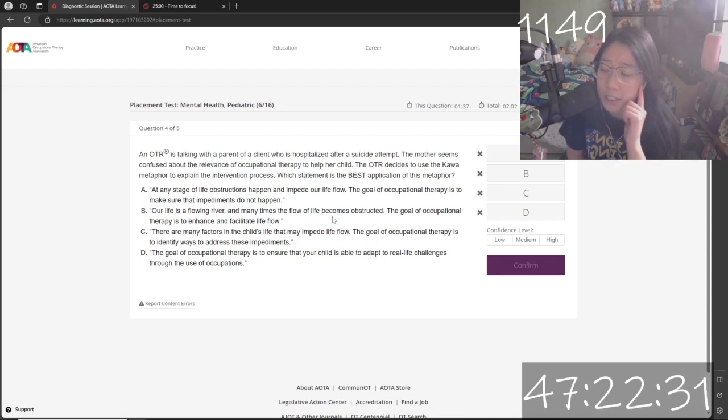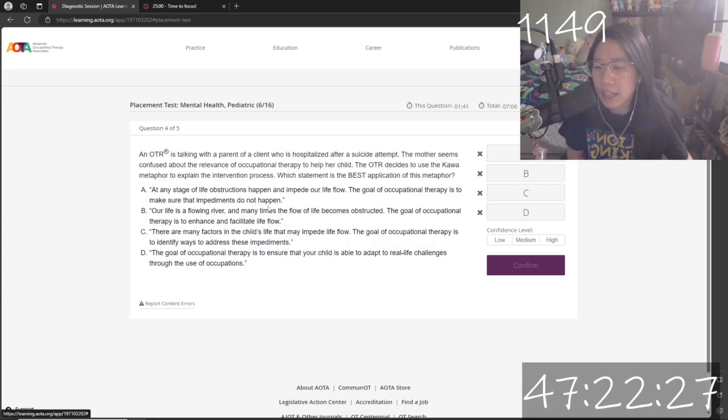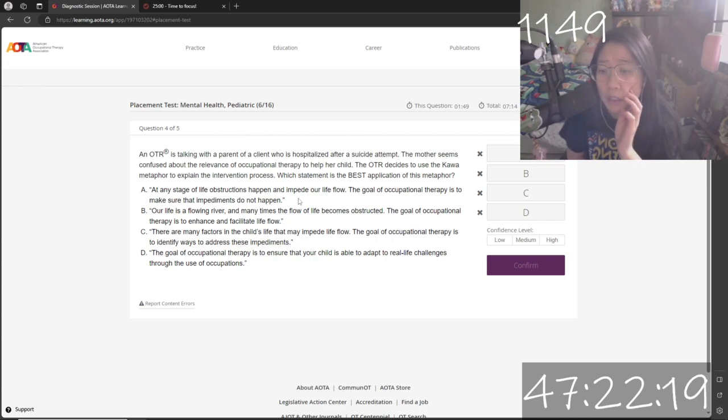It's not D because it's not using the metaphor. It's not A because making sure impediments do not happen is not right. Impediments are going to happen regardless. And then, okay, it's either B or C. Many factors. The goal is to identify ways to. I think it's C. Many times the flow becomes obstructed. The goal of OT is to enhance and facilitate life flow.